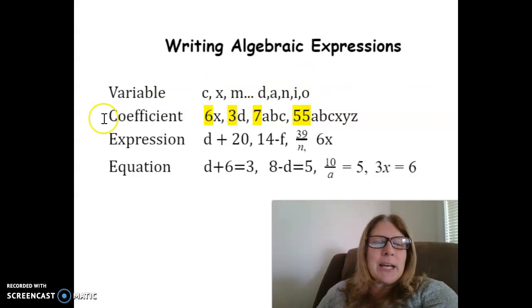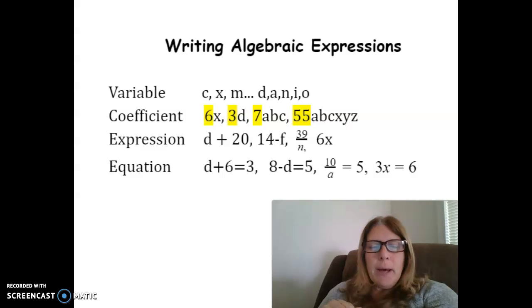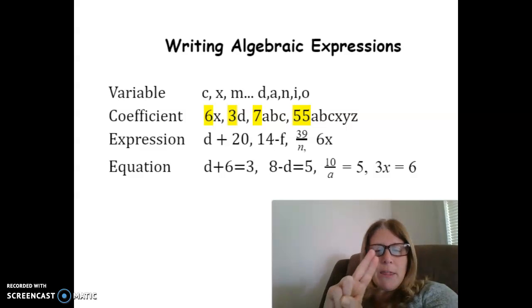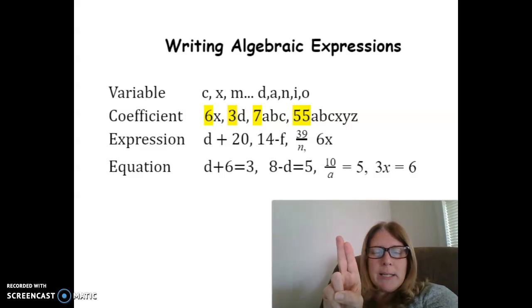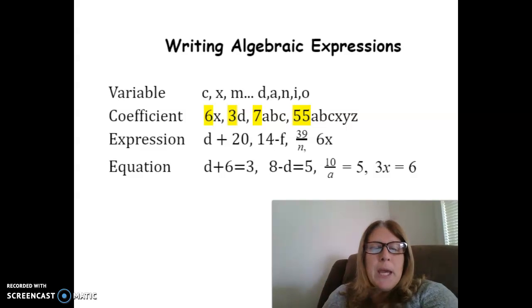Let's take a look at the next term, coefficient. We've talked about this a little bit, not a whole lot. The coefficient is the number that stands next to the variable. And if you remember, when they stand together, a number and a variable, that means to multiply, or make an x and multiply. So the coefficients in the following examples are 6, 3, 7, and 55.